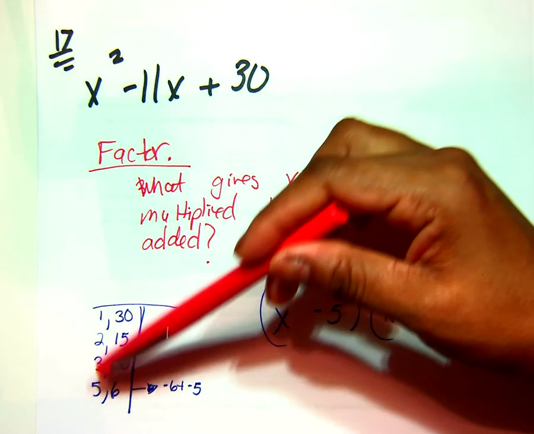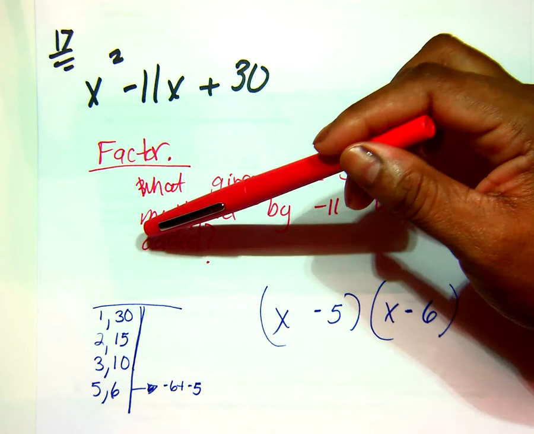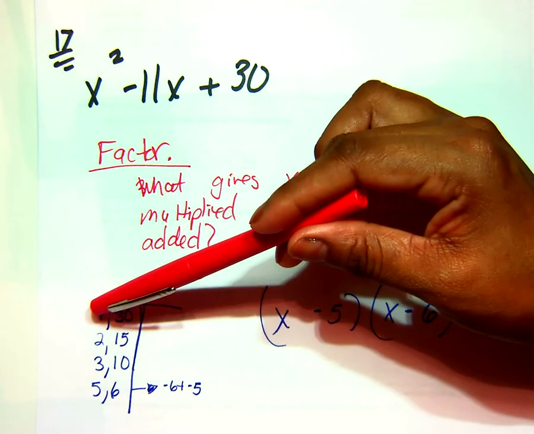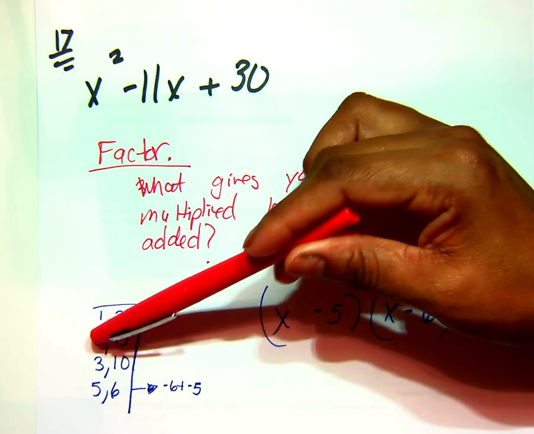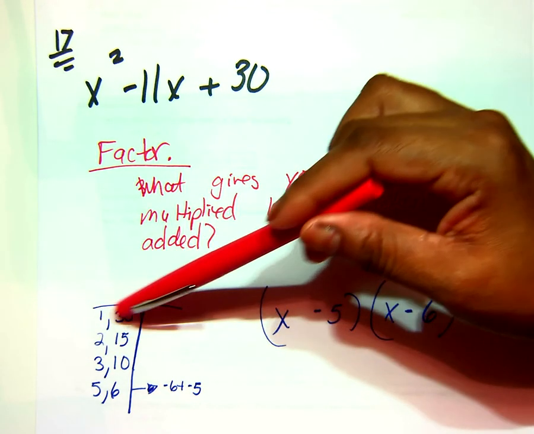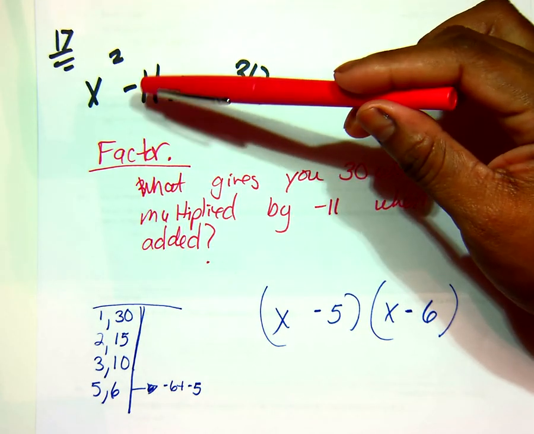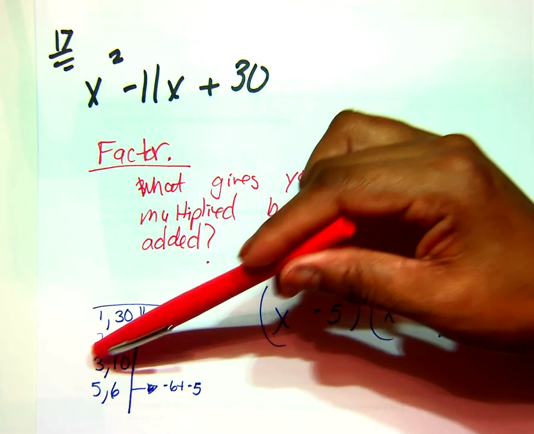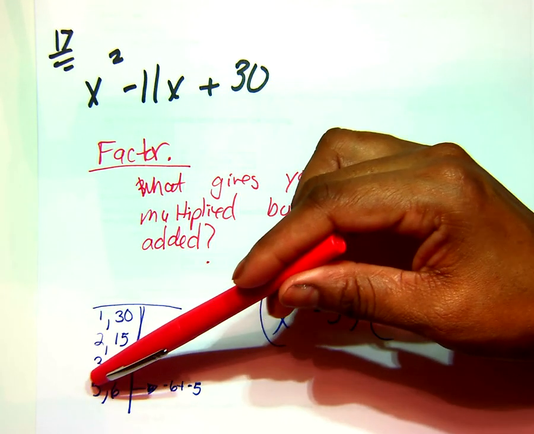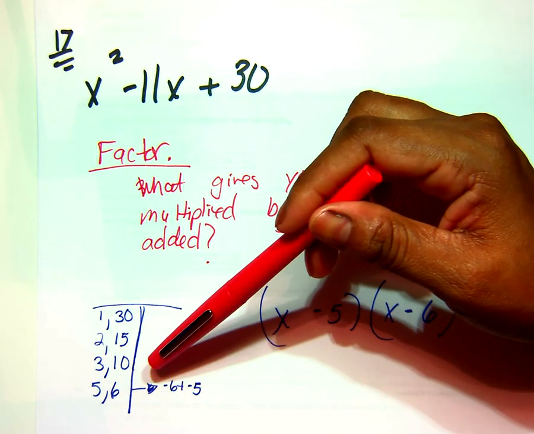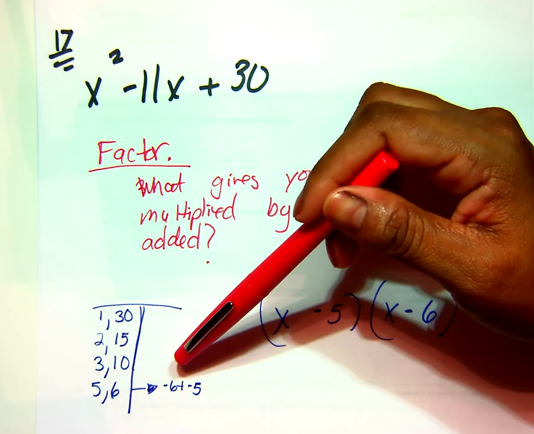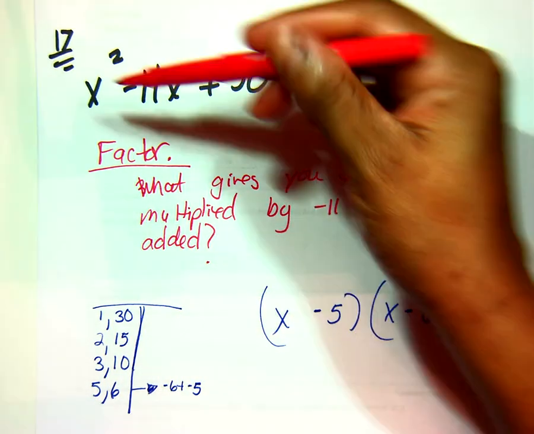So what I did right here, I had to think about all the numbers I can multiply to get 30. So I got 1 and 30, 2 and 15, and I'm going to stop. Because even if I added or subtracted these, there's no way I can get 11. Same thing with 3 and 10. But if I do 5 and 6, if I get a negative 6 and a negative 5, that gives me an 11.